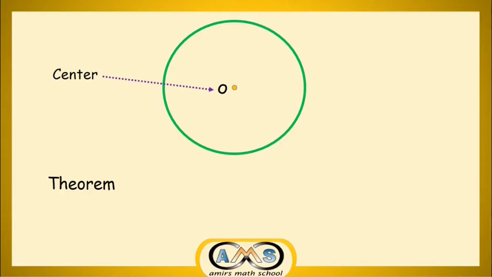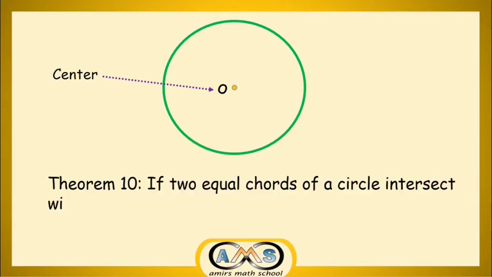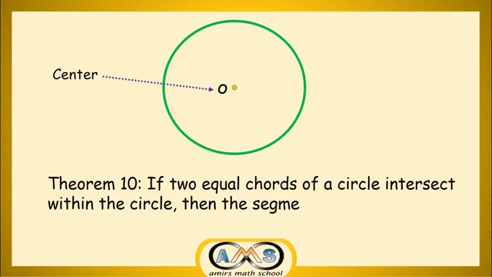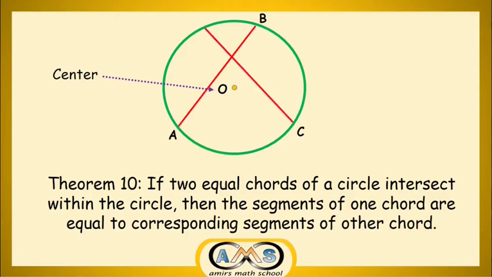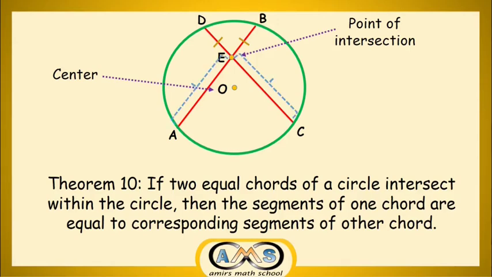Then theorem number 10. If two chords of a circle intersect within the circle, then the segments of one chord are equal to the corresponding segments of another chord. This AB and CD are two chords, and this point is the point of intersection of these two chords. Suppose this point is E. According to the theorem, DE equals BE. The segments of one chord are equal to the corresponding segments of another chord. And CE equals AE.